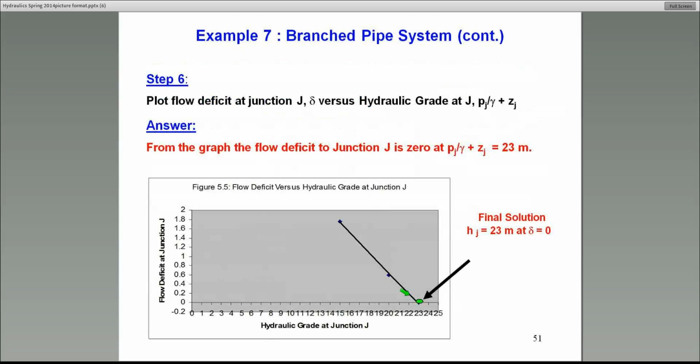This is the key thing to do here now, is to plot the flow deficit. Remember, it can be positive or negative, so make sure you have plus minus capability on your axes. And then on the horizontal axis, you have the assumed hydraulic grade at junction J. So I've plotted the 2 points for you right here. And once you join those 2 points and extend it to this point on the horizontal axis where the flow deficit is 0, will give you the correct answer to the problem, which in this case is 23 meters. Okay, so this is a graphical method of quickly converging onto the true solution. Okay, I hope if you have any questions, you can send me an email.